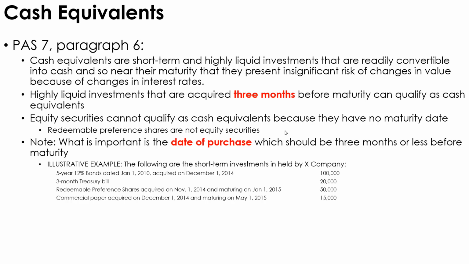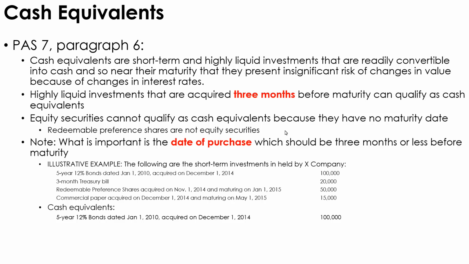Okay. 5-year 12% bonds dated January 1, 2010, acquired on December 1, 2014. Technically speaking, bonds are long-term investments. However, when you acquire these bonds, 3 months na lang yung life niya. I mean, less than 3 months na lang yung life niya. Binili mo siya December 1, 2014 and this bond will mature on January 1, 2015, which means 1 month na lang yung buhay niya nung binili mo siya. Though technically speaking that a bond is a long-term investment, this one is already considered as a short-term investment, and sa sobrang ikli pa niya, you will also report it as a cash equivalent.